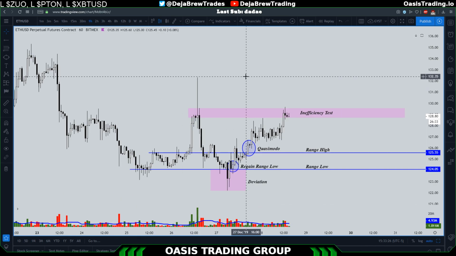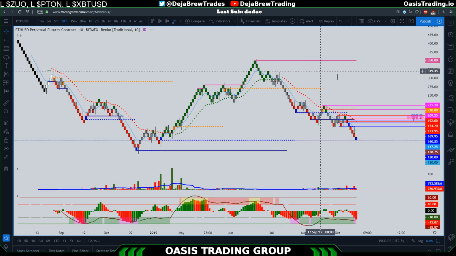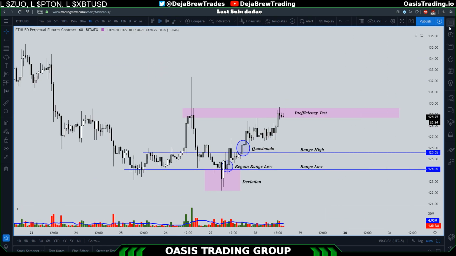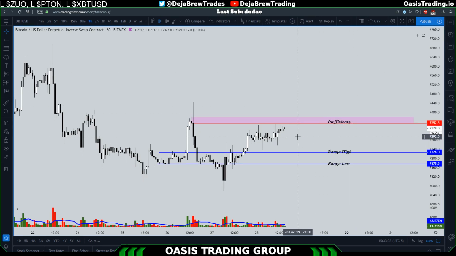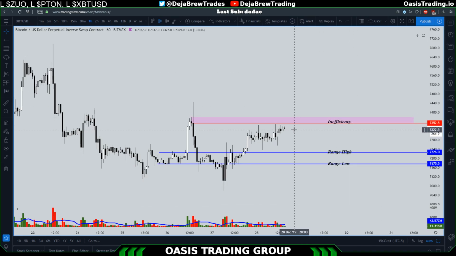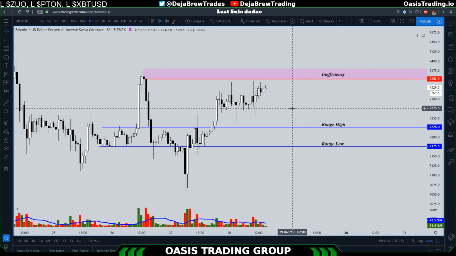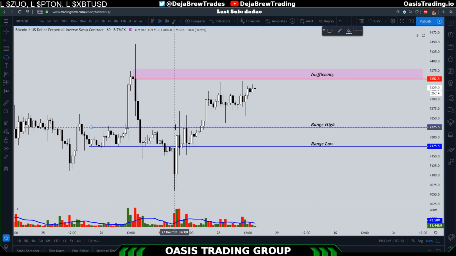Sorry, I just wanted to post that in Discord. It's a really clean example of what we're looking at here on Bitcoin. Ethereum leading Bitcoin yet again. Problem is Bitcoin is not testing its inefficiency here. So, same exact thing. You can see any of these candles, you could have taken your regain, and then you have your Quasimodo breakout here.